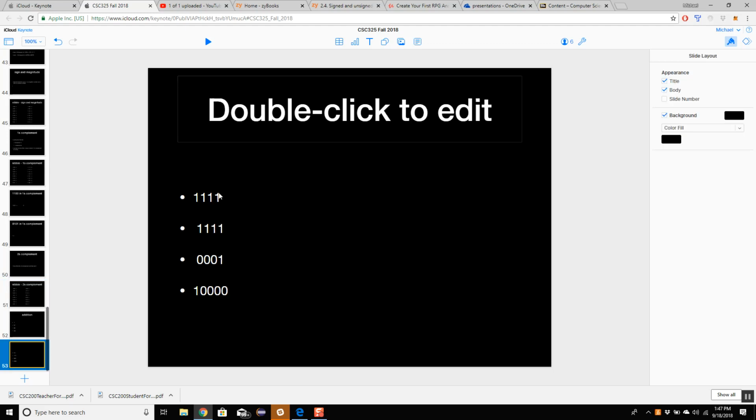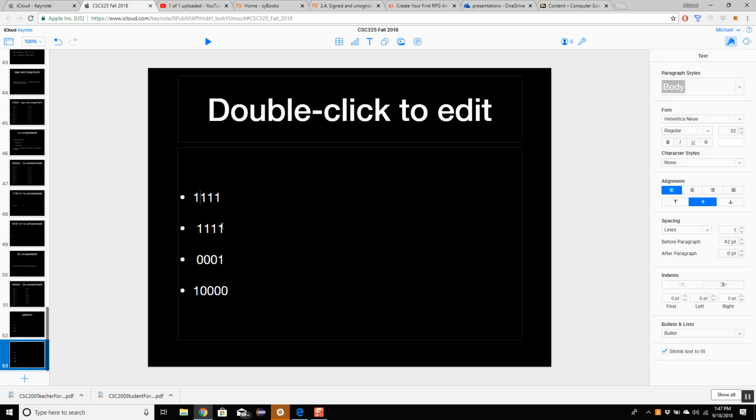Just to show you what happened there: 1, 1, 0, 1 plus 1. 1 plus 1 is 0, carry the 1. 1 plus 0 is 1. 1 plus 0 is 1. 1 plus 0 is 1. So that's going to give us 1, 1, 1, 0.